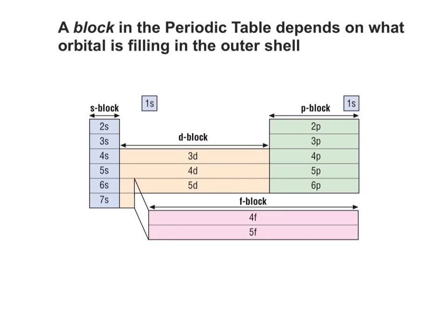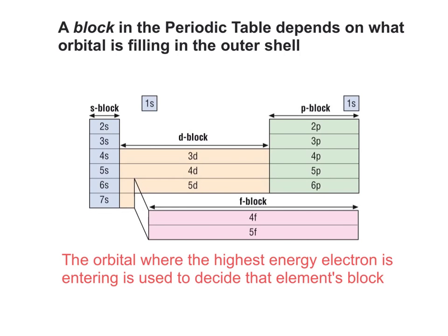In the periodic table, we classify elements according to what block they're in as well. The s block, for example, has the s orbitals being filled. The d block has the d orbitals being filled. The p block has the p orbitals being filled, and the f block has the f orbitals being filled. So the orbital where the highest energy electron is entering is used to decide that element's block.